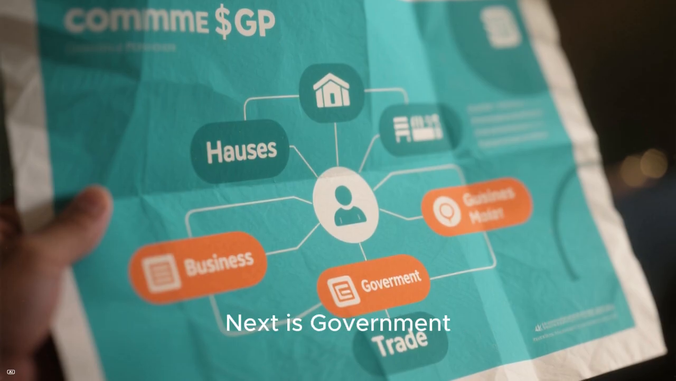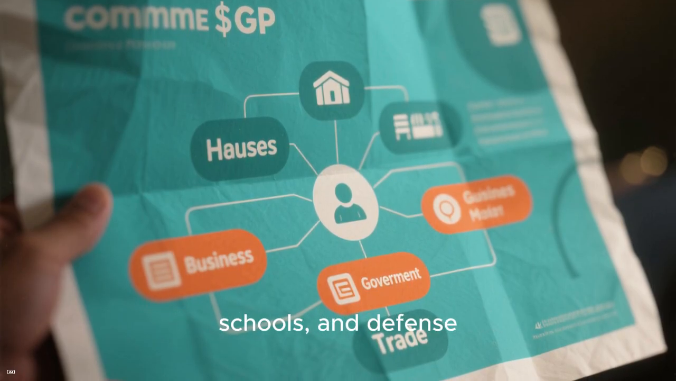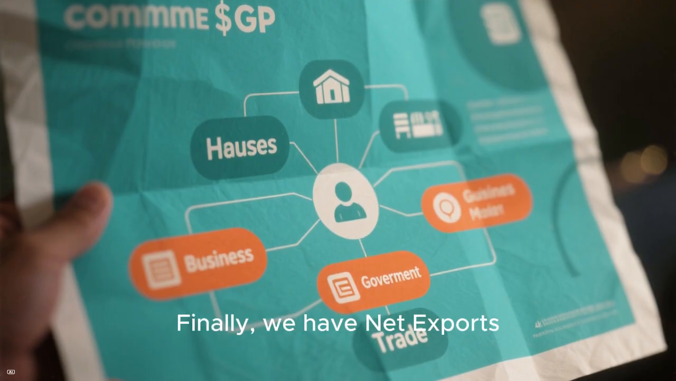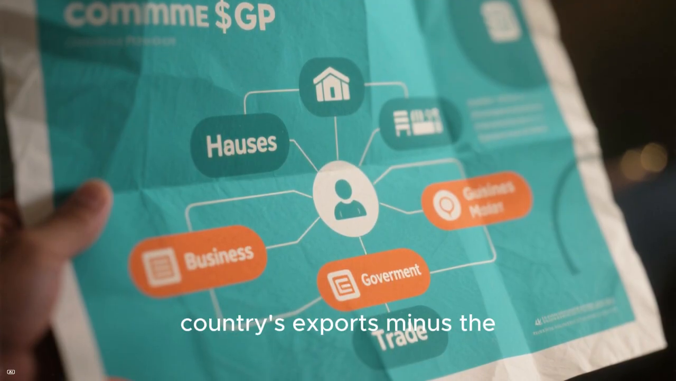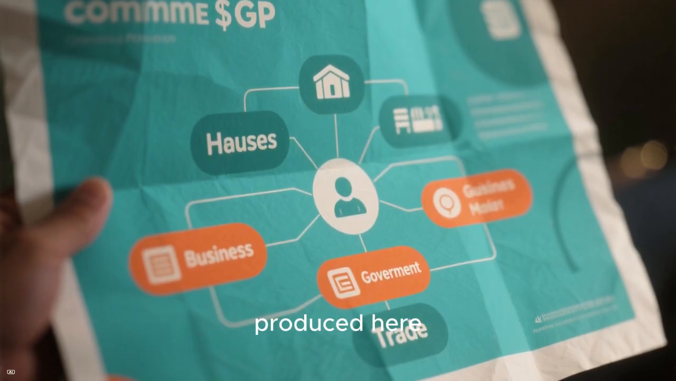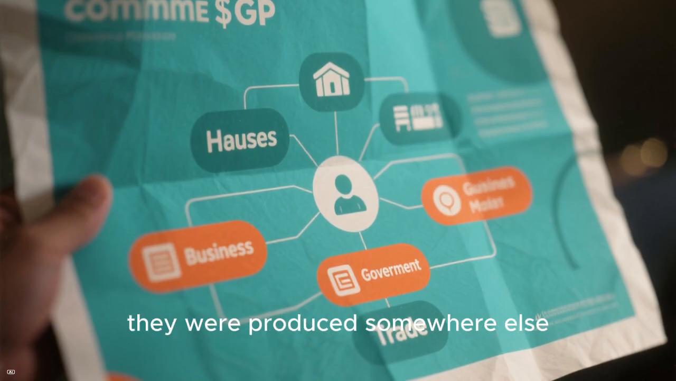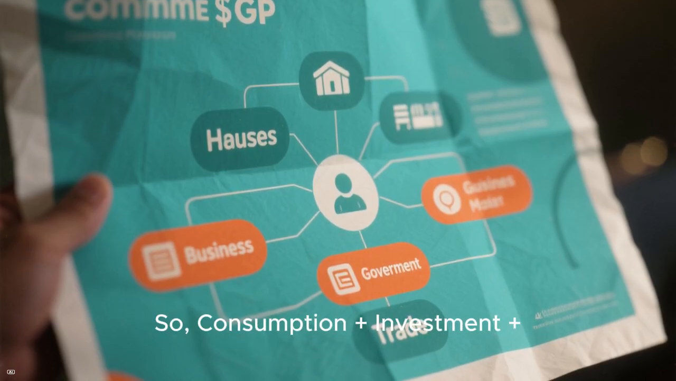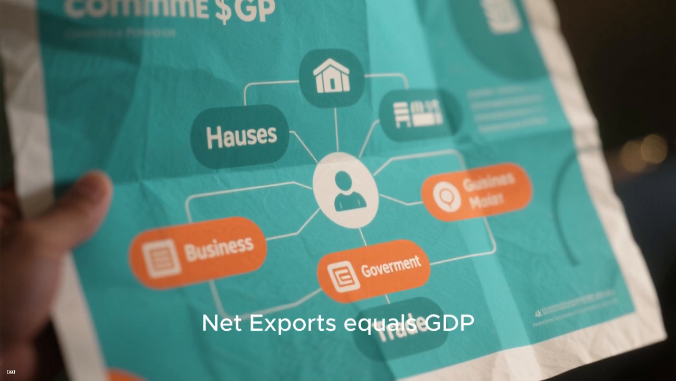Next is government spending on things like roads, schools, and defense. Finally, we have net exports, which is the value of a country's exports minus the value of its imports. We add exports because they are produced here, and we subtract imports because they were produced somewhere else. So consumption plus investment plus government spending plus net exports equals GDP.